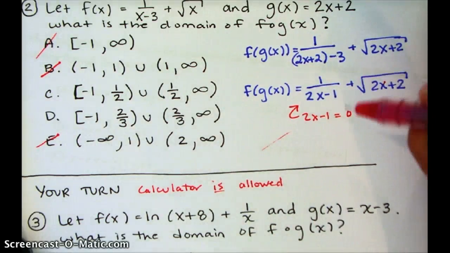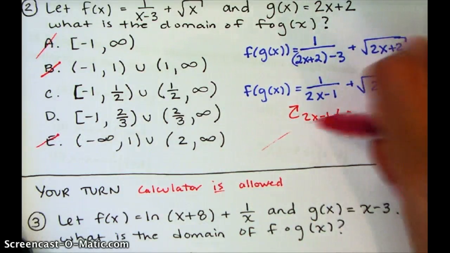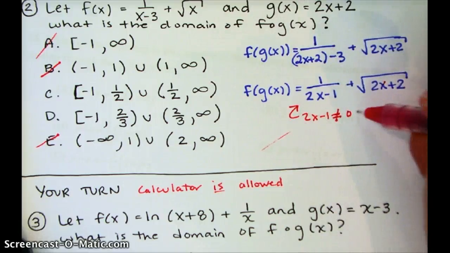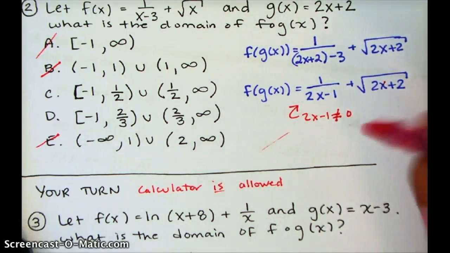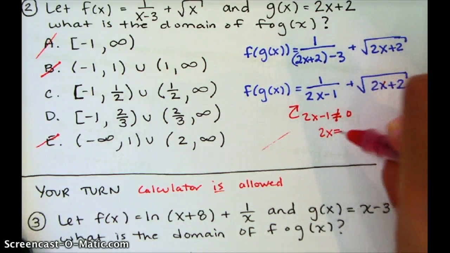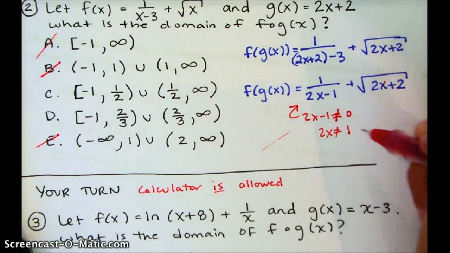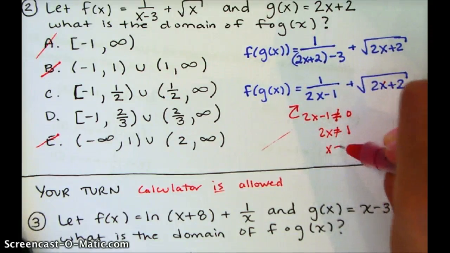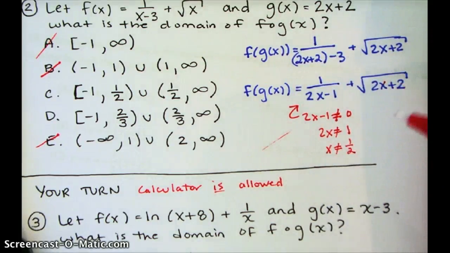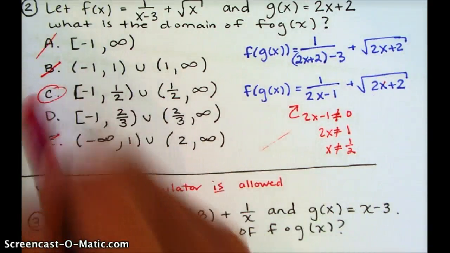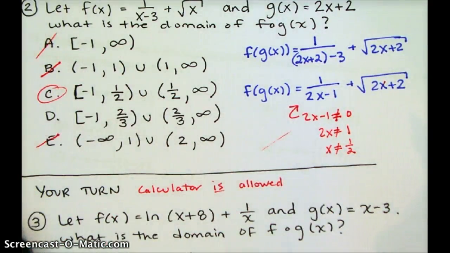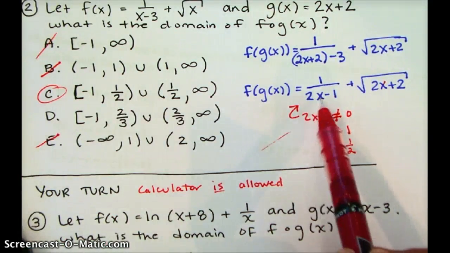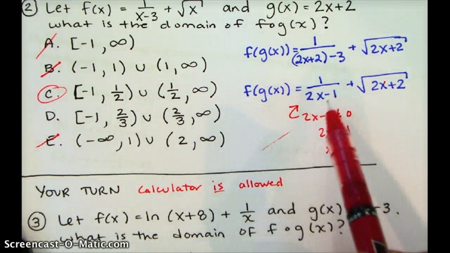Or maybe a better way to say it is that 2x minus 1 is not allowed to equal 0. If I solve for x, add 1, that means that 2x can't equal positive 1, which means that x can't equal 1/2, which is why C is the right answer choice. 1/2 is not in the domain of this function, because if I plug in 1/2, I'm going to get 0 on the bottom of a fraction.